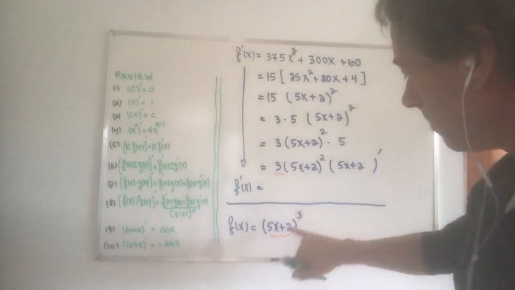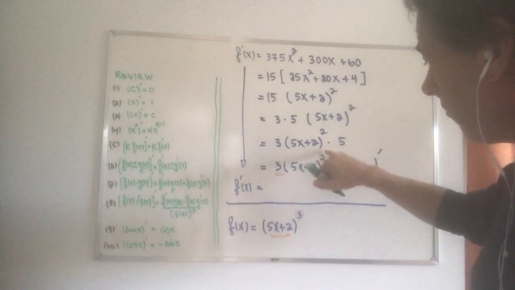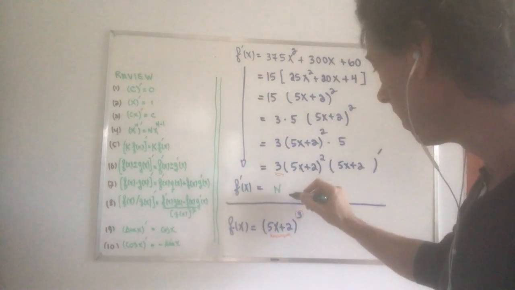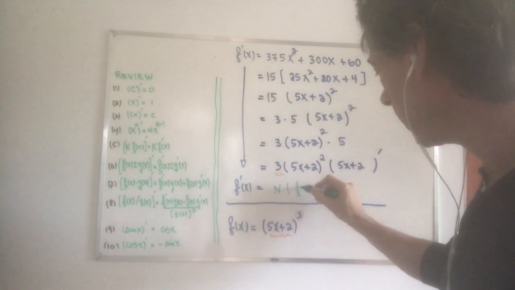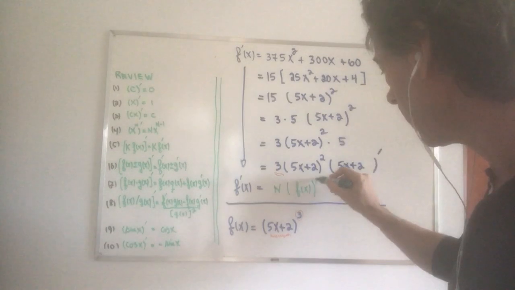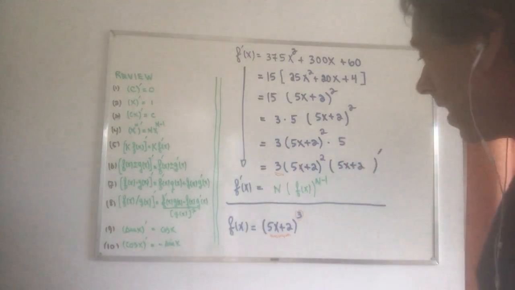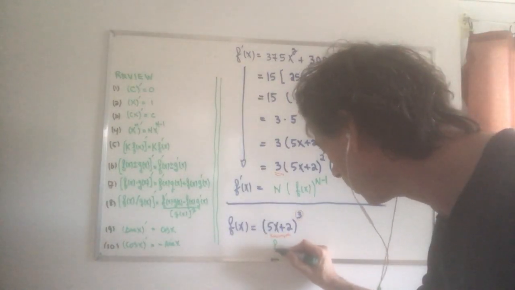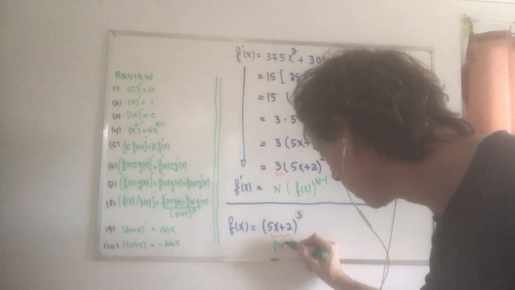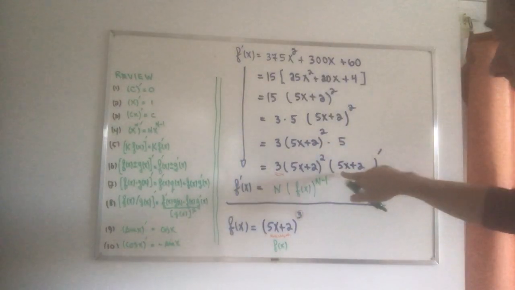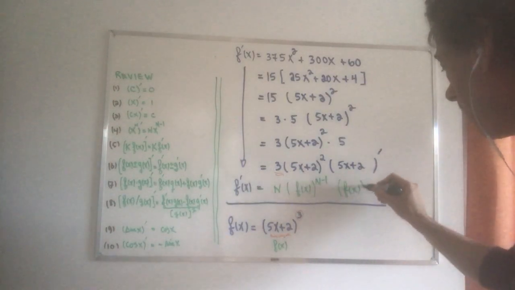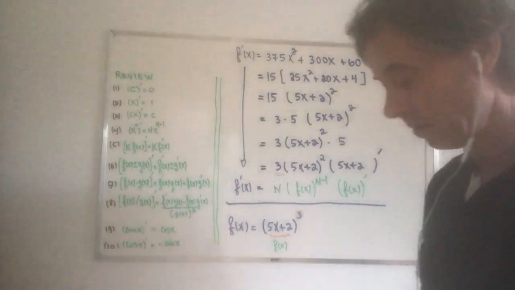So f of x is 5x plus 2 to the 3. You want the derivative, the 3 comes in front, and minus 1. So f prime of x should be n, and then the function, whatever it is, goes to the power of n minus 1. And then, if we call this function here f of x, then what do we get here? We get f of x with a prime. And this is the remarkable power rule for functions.